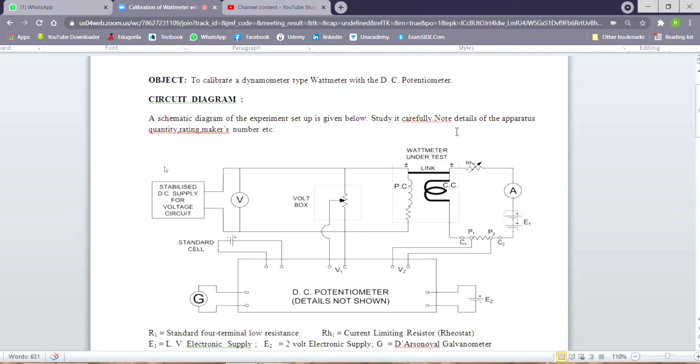So in the direct loading arrangement, total power consumption will be 500 watt plus 15.1 watt, so 515.1 watt. But without the load, the power consumption will be only 15.1 watt. So you should keep this thing clearly in your mind. So that is the scheme.